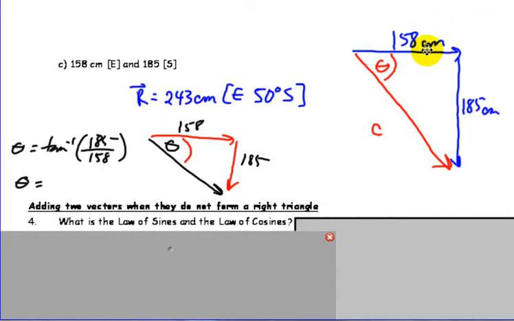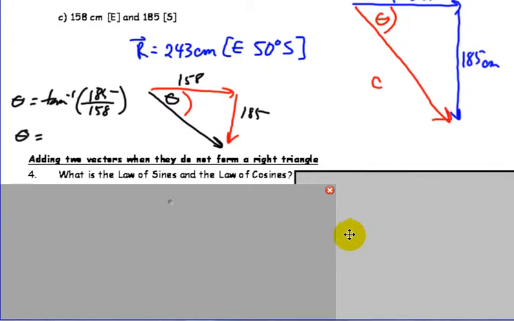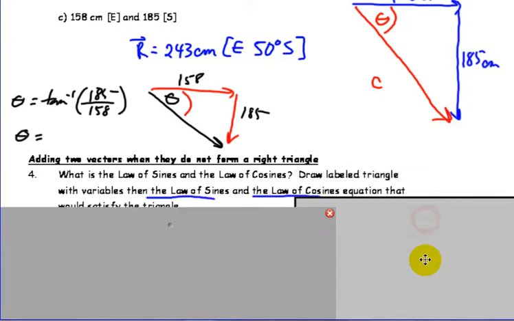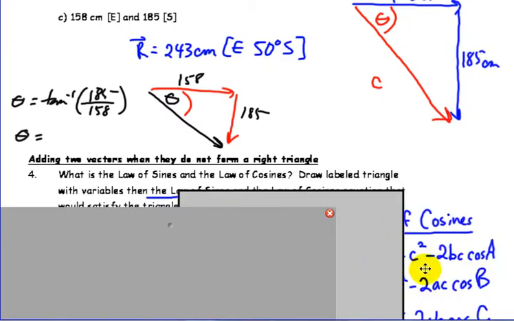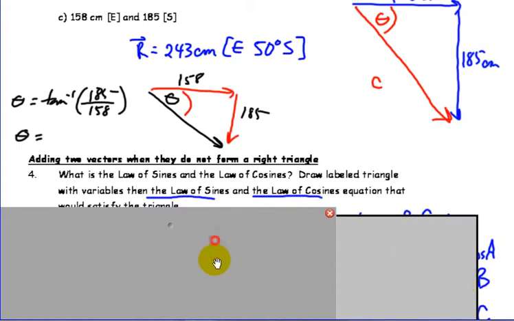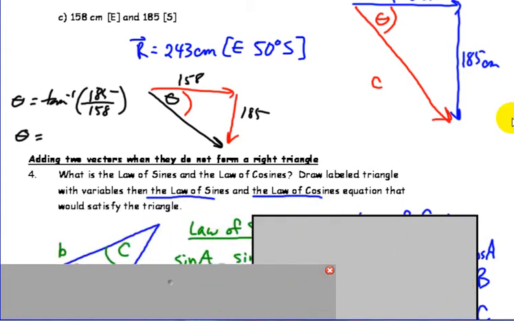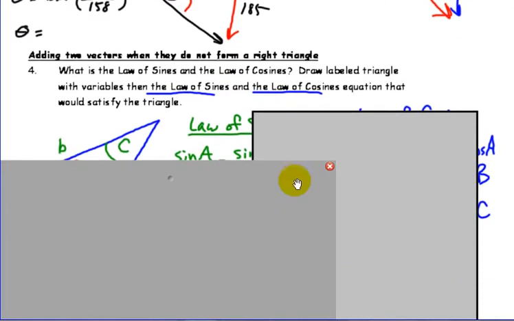Welcome back, Physics 30. Last video we looked at adding two vectors if they should happen to form a right triangle, using the Pythagorean theorem and trig. Now we'll look at adding two vectors that don't necessarily form a right triangle. We can still use a mathematical method here, in terms of the law of sines and the law of cosines. If you forgot what those are, I've outlined them over here.